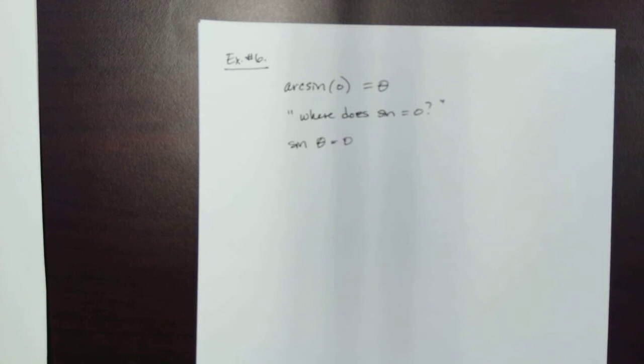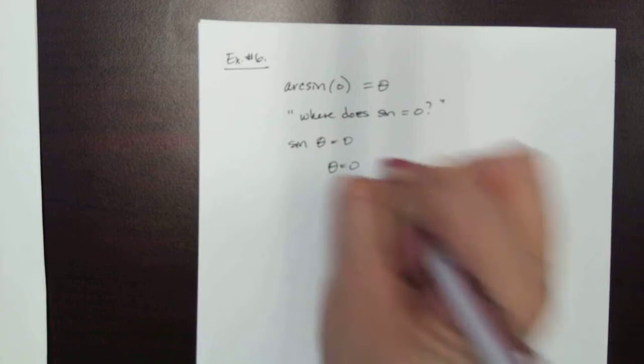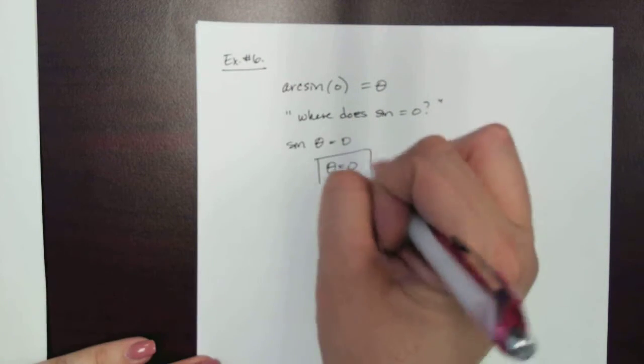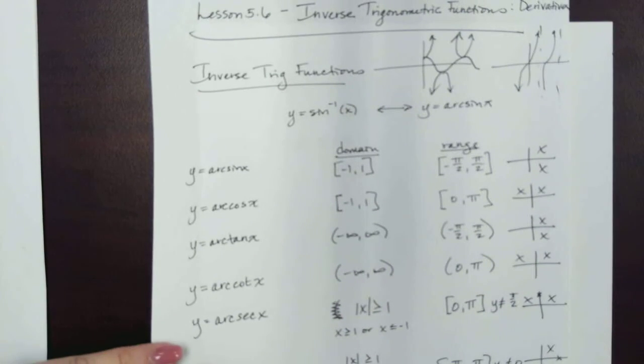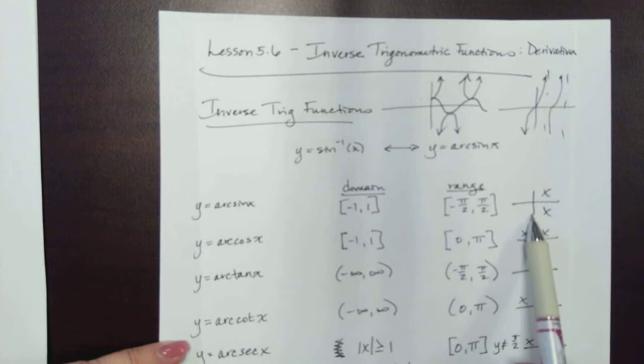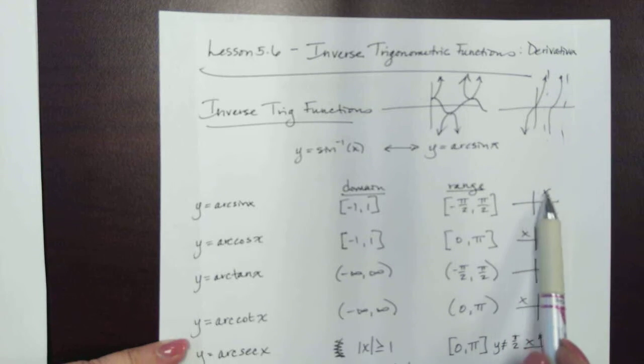Andrew, what is it? Theta equals 0. That is where sine equals 0. At 0 degrees or 0 radians, sine equals 0. But we can't say pi, because if I come back here, pi does not lie between negative pi halves and pi halves. Does that make sense?